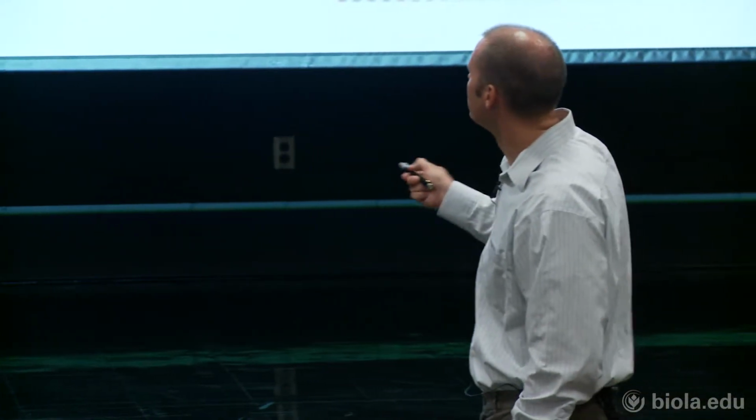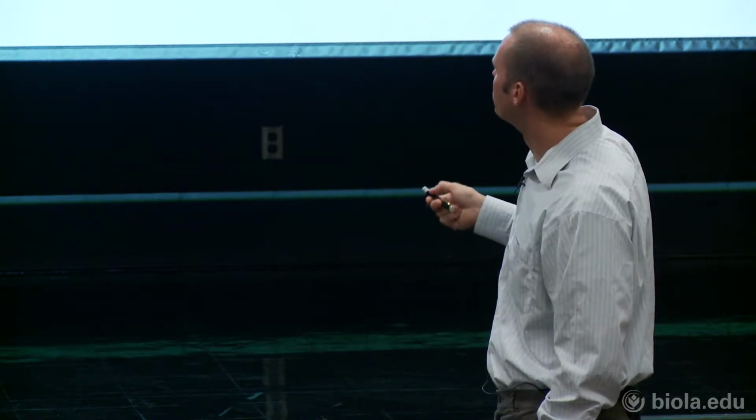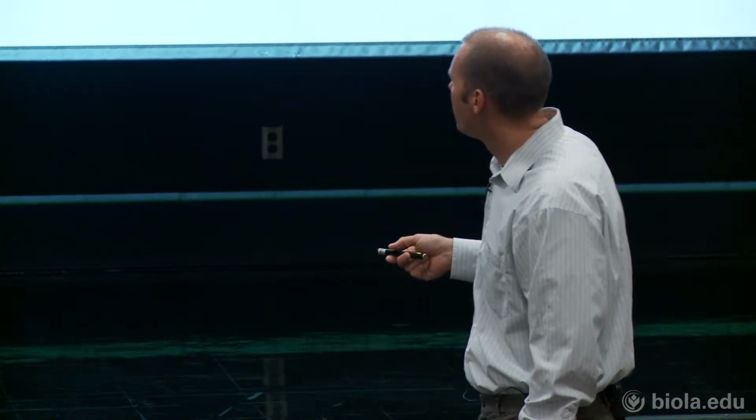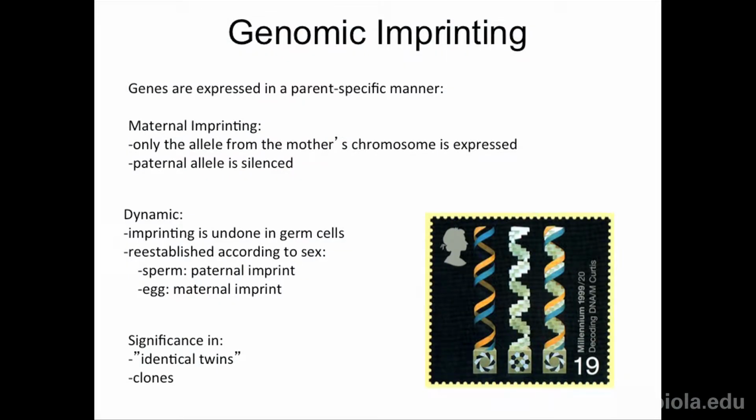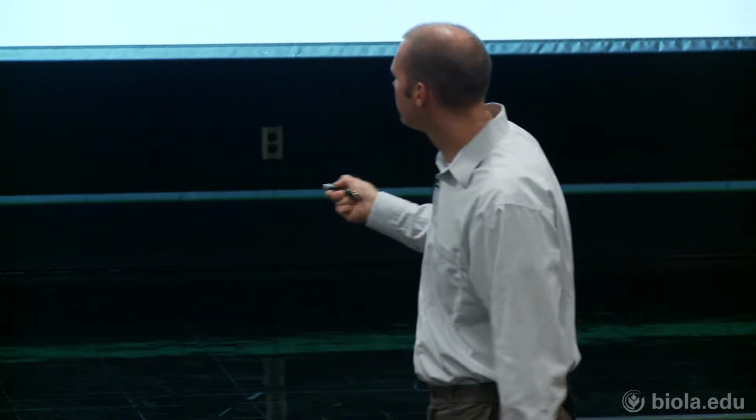So it's dynamic. It's undone in your germ cells. You reestablish it according to what sex you are. So if it's maternal, you're going to be shutting down father's chromosomes. Paternal, you'd be shutting down mother's chromosomes. This becomes significant in organisms that are genetically identical, right? This is some of the explanation why identical twins can look different from each other, because they're expressing perhaps different alleles, right? They've got the same genotype, but which genotype they choose to express might be different. Same thing with cloning individuals. You can actually have identical genomes.